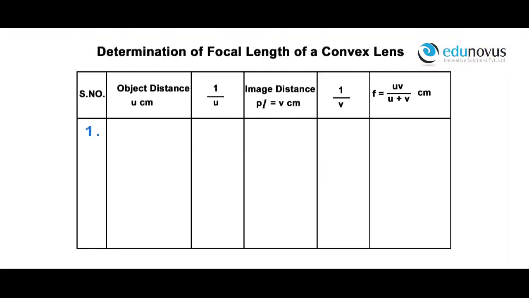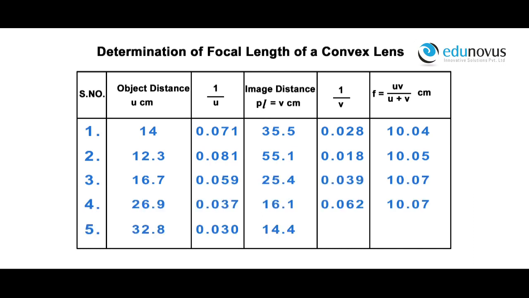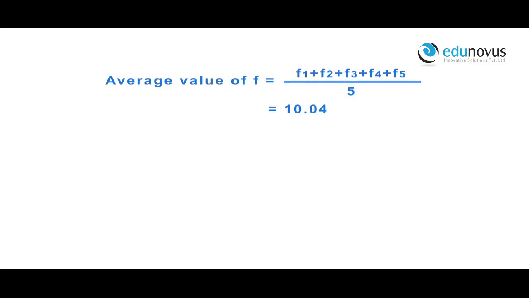For an object distance u of 14 centimeters, the value of 1 by u is 0.071. The image distance v is 35.5 centimeters. The value of 1 by v is 0.028 and its corresponding focal length is 10.04 centimeters. Similarly, the readings for different values of u are taken. The average value of f is equal to (f1 plus f2 plus f3 plus f4 plus f5) divided by 5, which is 10.04 centimeters.